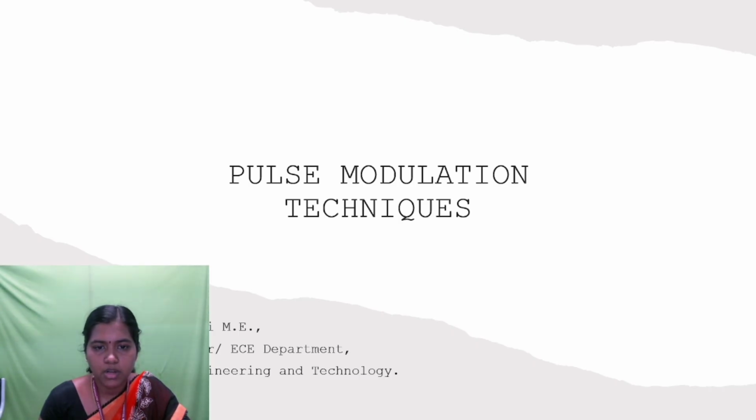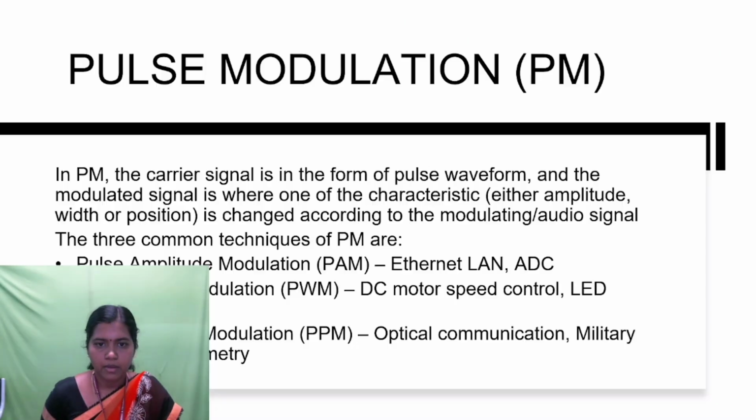Today we are going to learn about pulse modulation techniques in digital communication. Generally, modulation is used for transmitting our signal over a very long distance. Our message signal is in the low frequency, and transmitting it over a very long distance is impossible. So we use a high frequency carrier signal along with the low frequency message signal.